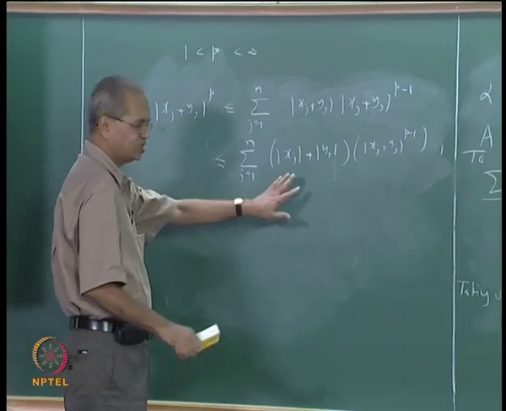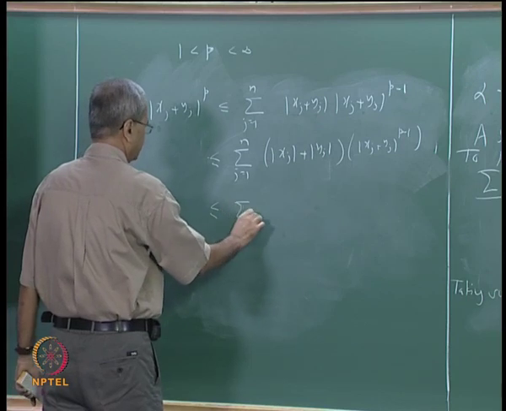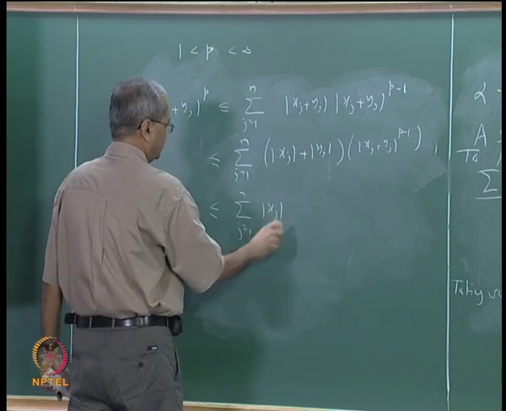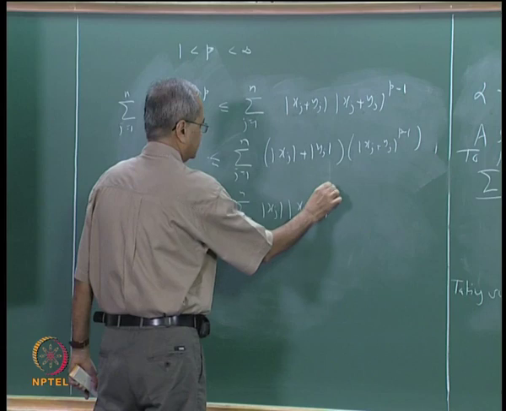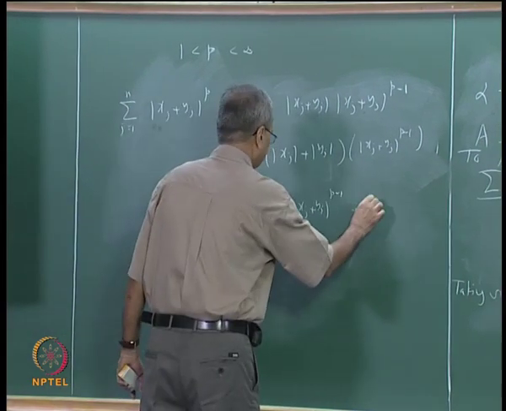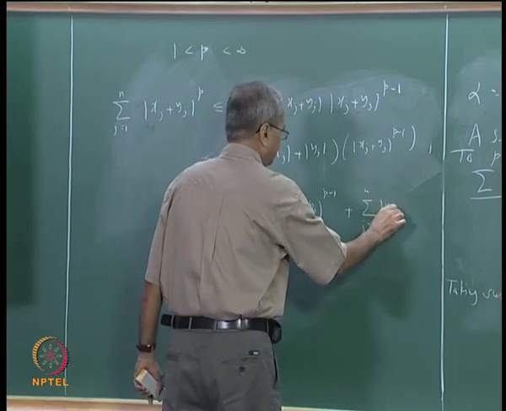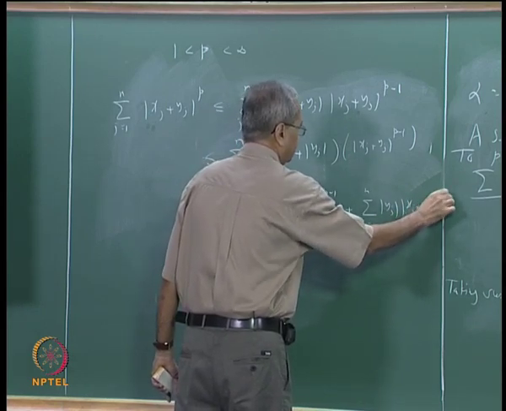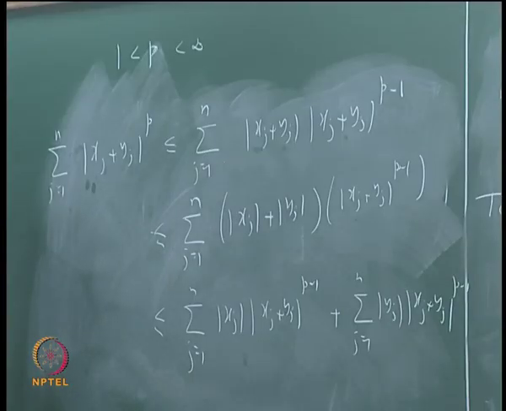Then I will split this sum into 2. So this is less than or equal to sigma j going from 1 to n mod xj into mod xj plus yj to the power P minus 1, plus sigma j going from 1 to n mod yj into mod xj plus yj to the power P minus 1. Do you agree with this?